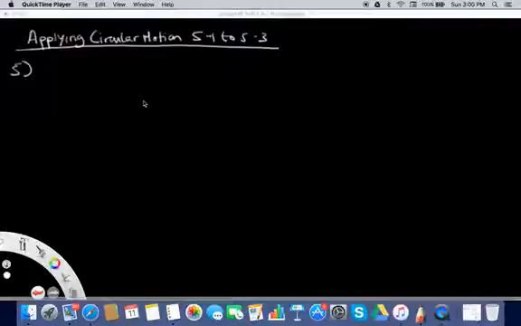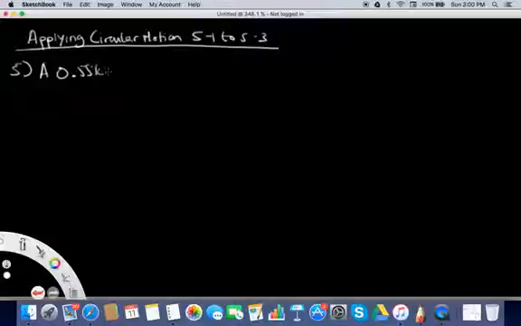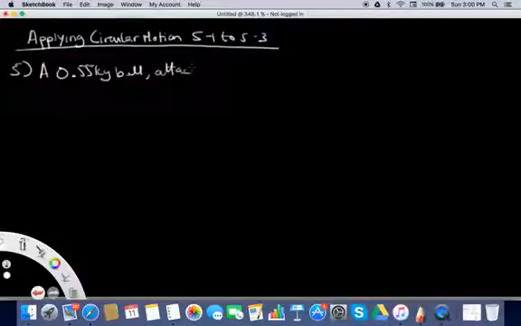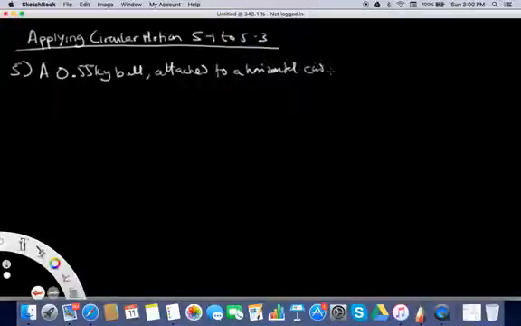Problem: we have a 0.55 kilogram mass ball. And it is attached to the end of a horizontal cord. And it is revolved in a circle. So if it's a horizontal cord, we can already make the assumption that it will be in horizontal circular motion. So it is revolved in a circle.